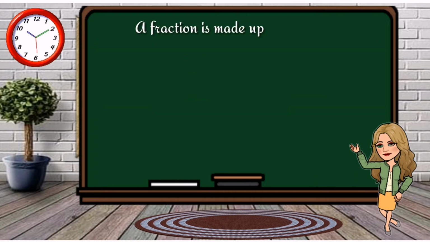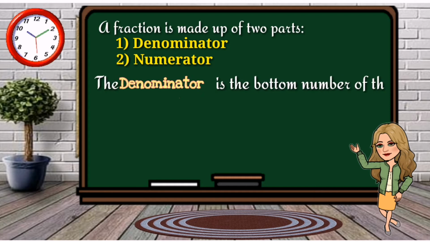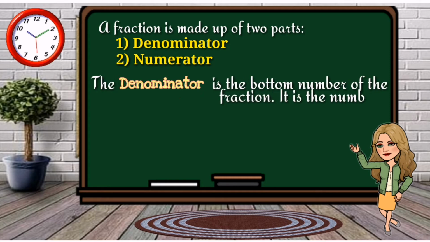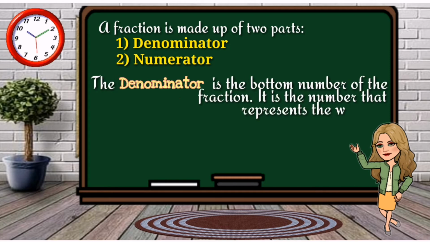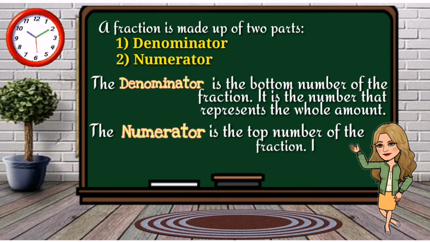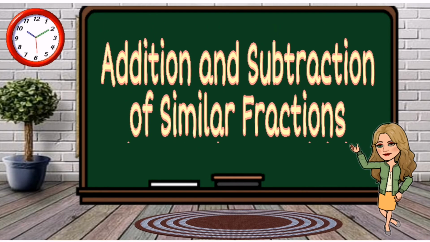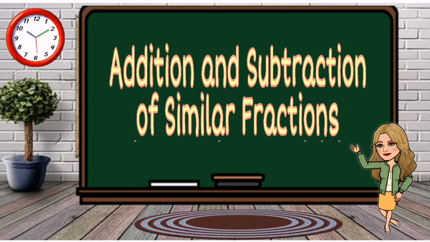A fraction is made up of two parts, the denominator and the numerator. The denominator is the bottom number of the fraction. It is the number that represents the whole amount. The numerator is the top number of the fraction. It is the number that represents the part of the whole. Okay? So let's start with our first part, which is addition and subtraction of similar fractions.